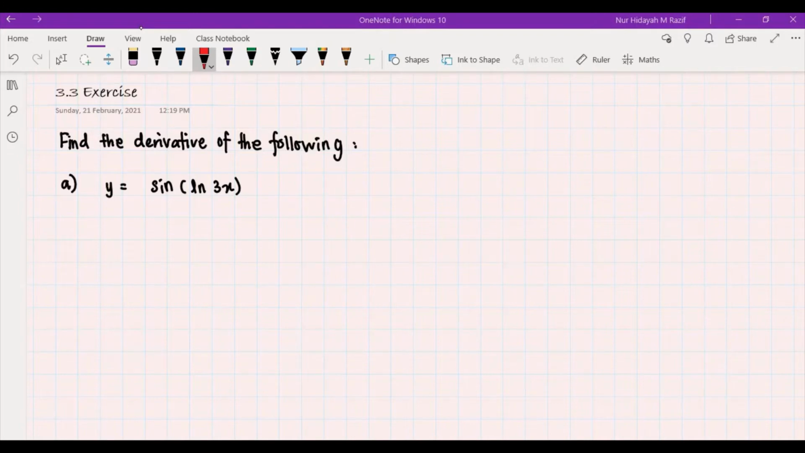For question A, we have y is equal to sine of ln 3x. In this case, it combines all the three functions that you have seen in this chapter, which is exponent, log, as well as trigo. So we need to be careful when we are differentiating this kind of question. The tip that I can give you is to differentiate from outside to the inside.